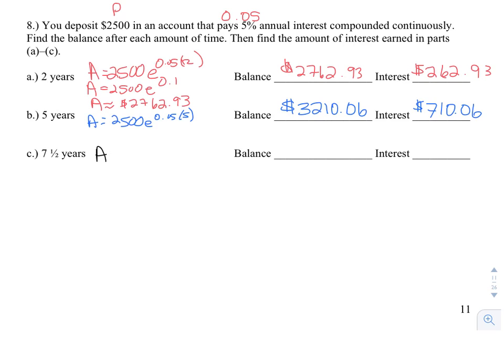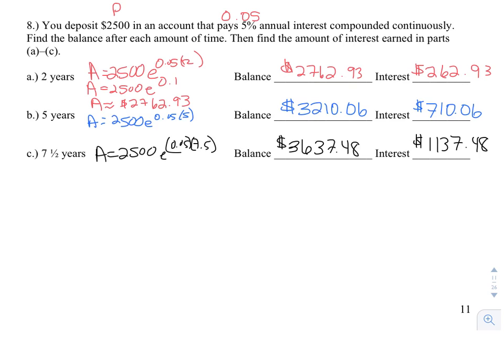And then they want us to change it to 7.5 years. So if we type that expression into the calculator, we'll see that they would have $3,637.48 at the end of 7.5 years. So if we subtract from that the $2,500 that they initially deposited, they'd earn $1,137.48.